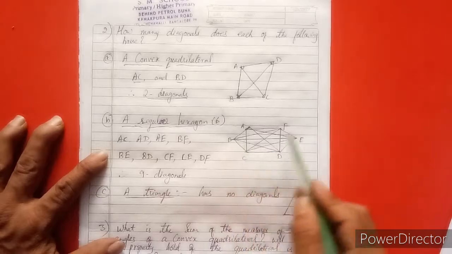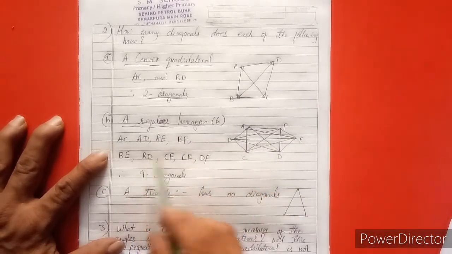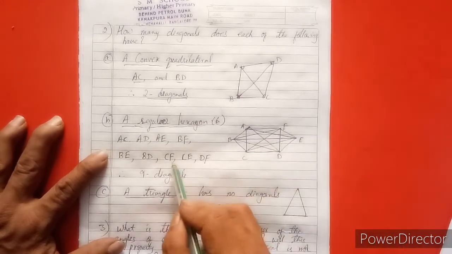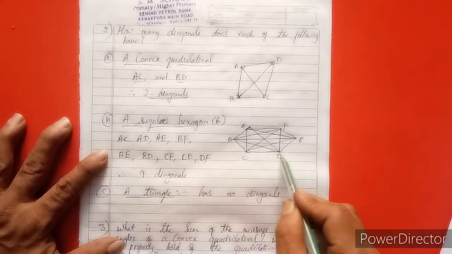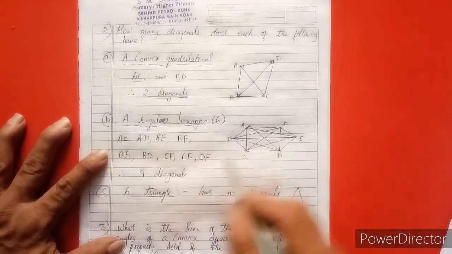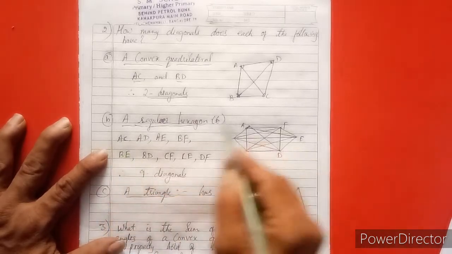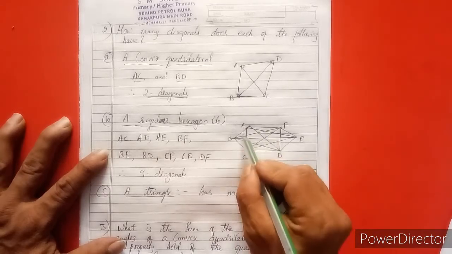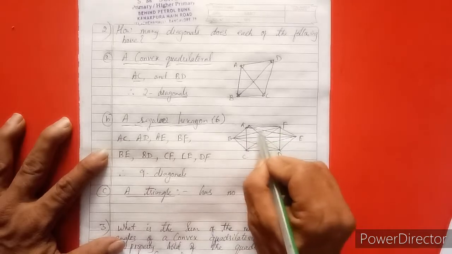From B to F, one diagonal, and B to E, another diagonal. C to F is one diagonal, and C to E another diagonal. And D to F, this line you see, that is a diagonal. Therefore, how many diagonals are we getting in the hexagon? Hexagon means a six-sided figure, we know that. 1, 2, 3, 4, 5, 6. This is the sixth one.